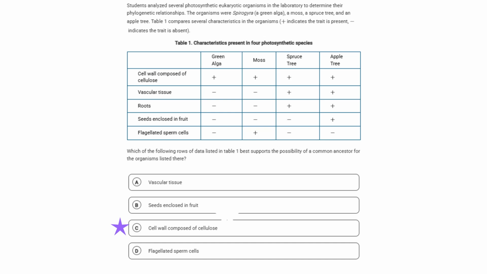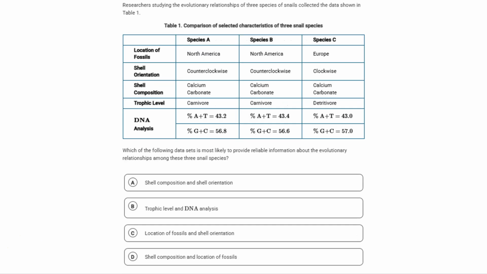Cell wall composed of cellulose. Why? Because hopefully you can see that the others were the wrong thing. But they all have the positives. They all have that, the cell wall composed of cellulose. They all have that trait. And so you can't have a common ancestor if you don't share all the traits.